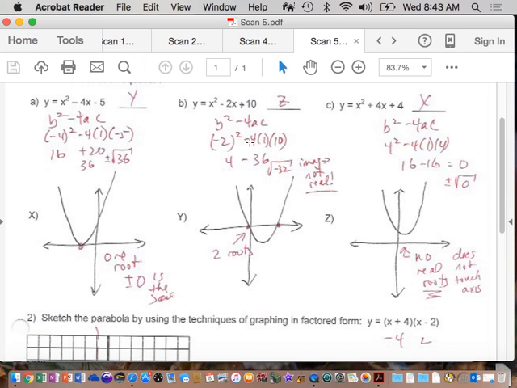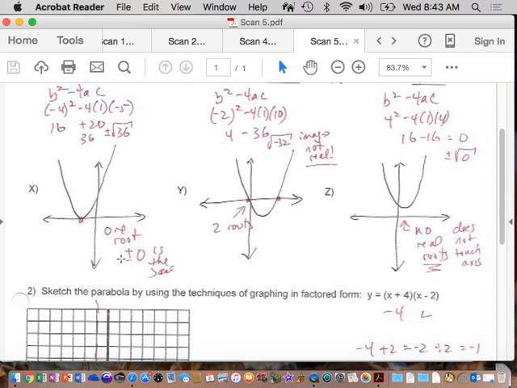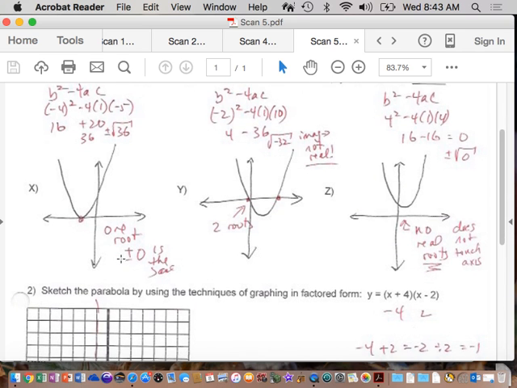This one, b squared minus 4ac, works out to be a negative, which means there are no real roots. That's why it has to be z, because it doesn't touch the axis to show real roots. And in x case, it works out to be the square root of 0, which is plus or minus 0, which means the roots are the same. Okay? Because if you add 0, subtract 0, they work out the same way.